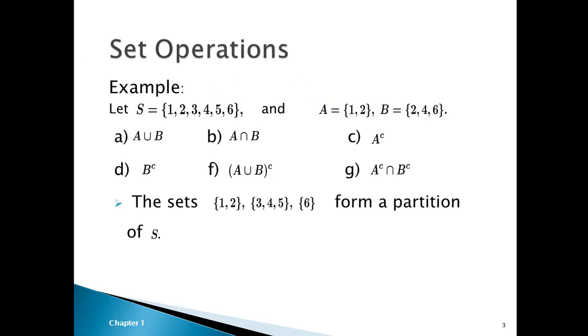For example, let S = {1, 2, 3, 4, 5, 6}, A = {1, 2}, and B = {2, 4, 6}. We require the following: A ∪ B, A ∩ B, A', B', (A ∪ B)', A' ∩ B'.